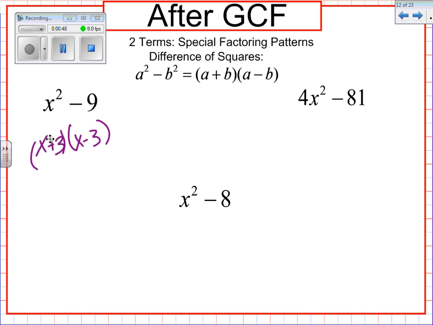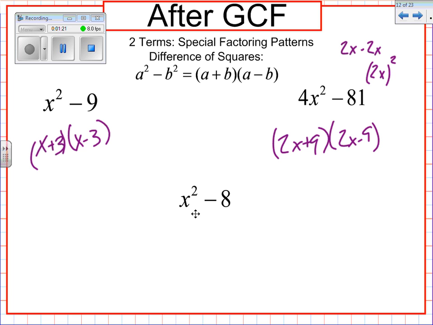Sometimes we have multiple terms in there, okay? So like 4x squared is still a perfect square because it is 2x times 2x. It is 2x quantity squared. And the way we can recognize that is by saying, is 4 a perfect square, is x squared a perfect square, is 81 a perfect square. So that factors to 2x plus 9 and 2x minus 9.